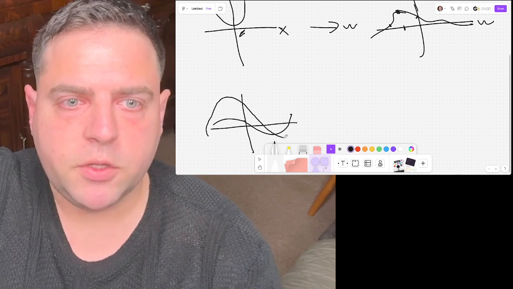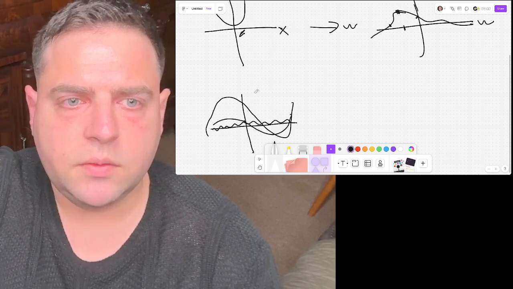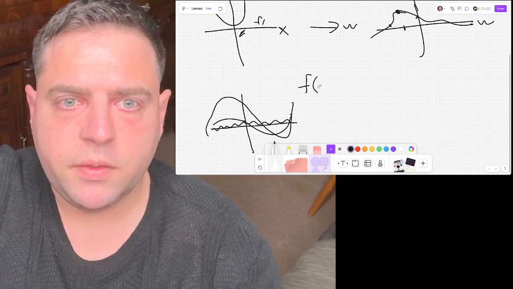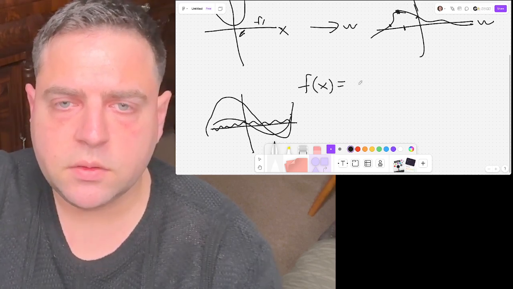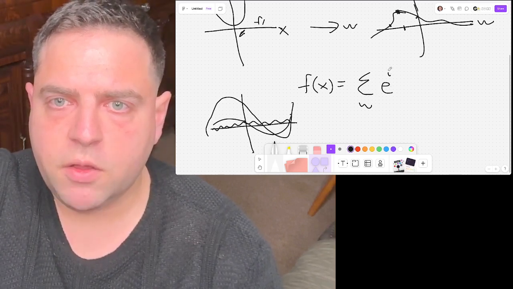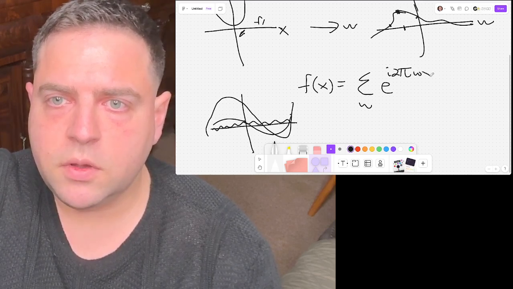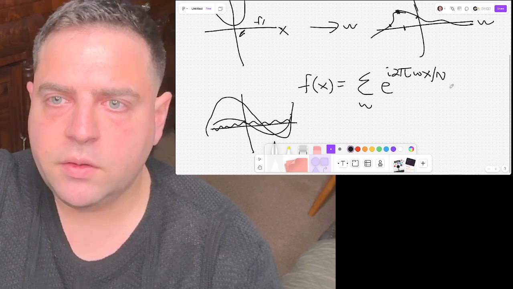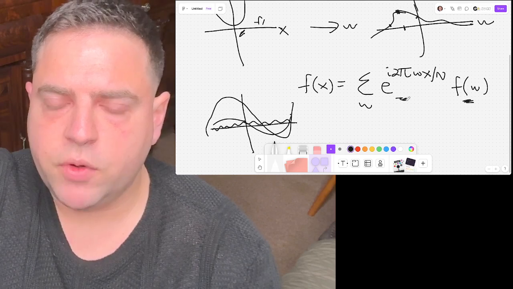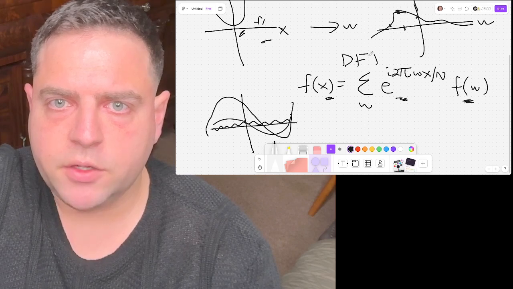Some have larger amplitudes, some have lower amplitudes, but if you add them all together, then they will actually give you f of x. And in particular, that's the formula for the Fourier transformation. It's a sum over these frequencies of the frequencies themselves. This is a sinusoidal. Frequency times x over n times this amplitude, this weighting of each frequency mode, summed together will give you f of x. This is the discrete Fourier transformation.